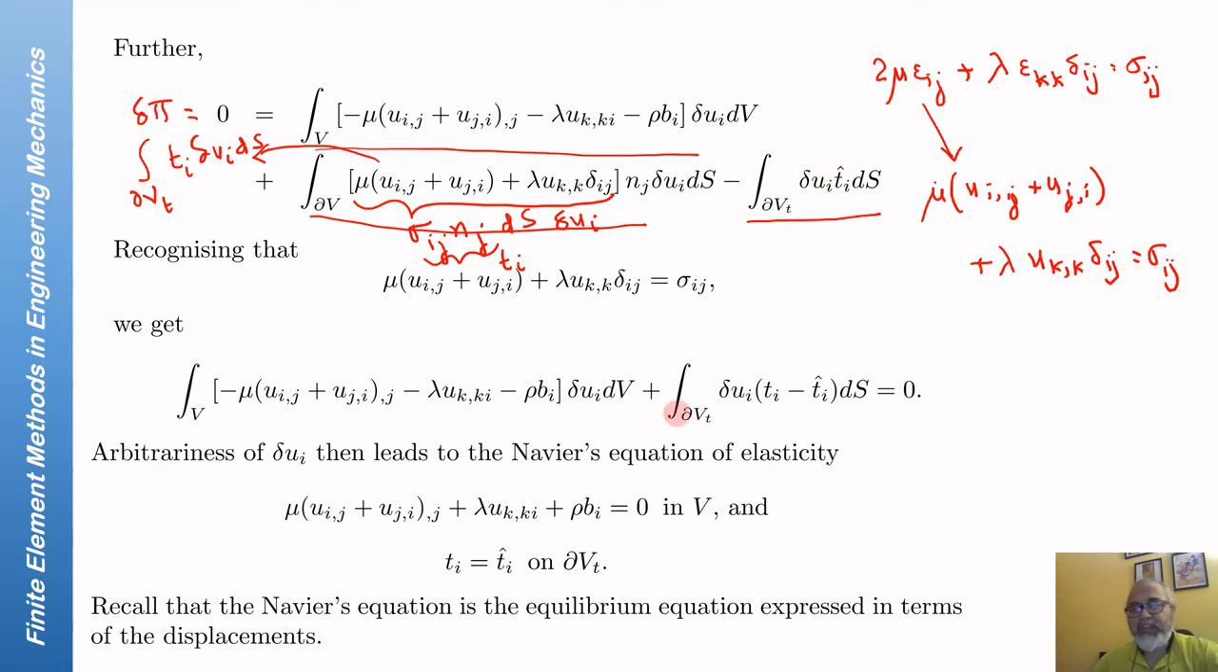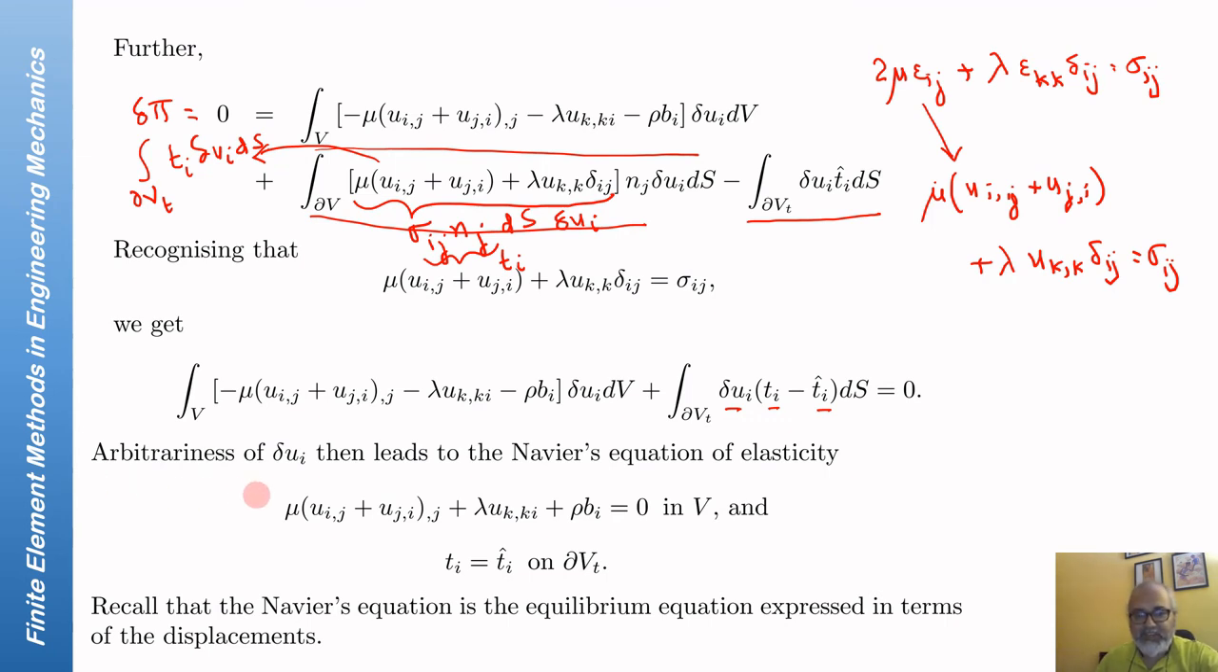So what we can write is, on delta vt, you have del ui (ti minus ti hat) ds, and this whole thing is equal to 0, which means that this term has to be 0 separately, because delta ui as usual is an arbitrary function. So this equal to 0 gives you what is known as the Navier's equation. Recall that Navier's equation of elasticity is the equilibrium equation with the strain displacement relations and the constitutive equation for an isotropic elastic solid, all rolled into one.